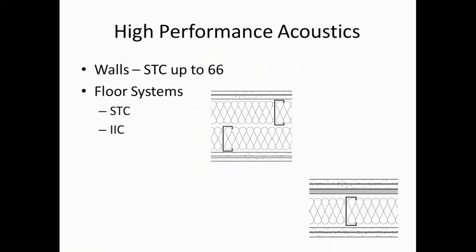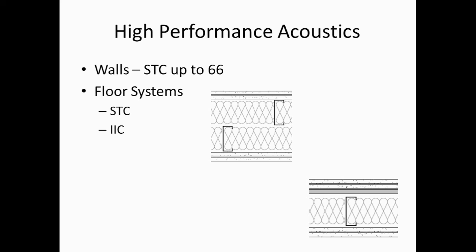50 is the benchmark of quality construction, so a 66, basically you're looking at walls that are designed for, let's say, theater applications. Same kind of level of performance in this guy down here. The difference is that it's a single stud, so you're saving some wall thickness, but you're adding a resilient channel to get the decoupling.